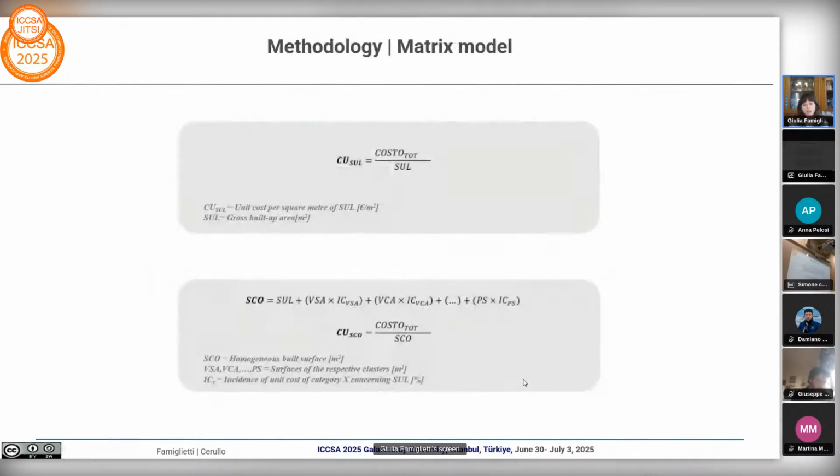So at this point, the percentage contribution of each working cluster contributes to the definition of the new parameter homogeneous built surface. So the need to define this parameter arises from the need to consider certain accessory surfaces such as stairs, lift, terraces, gardens, which although not directly included in the gross built-up area, have a significant impact on the overall construction cost of the building.